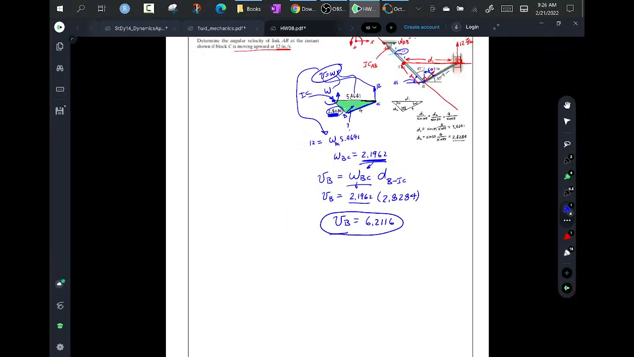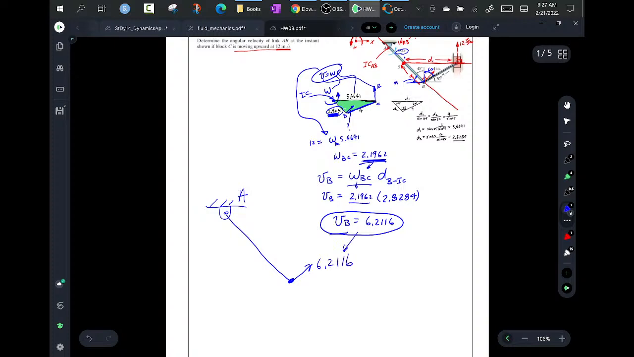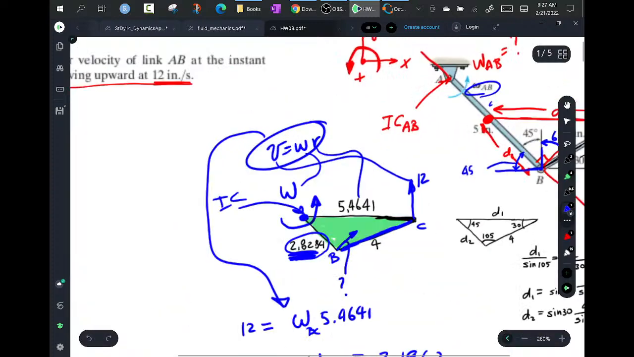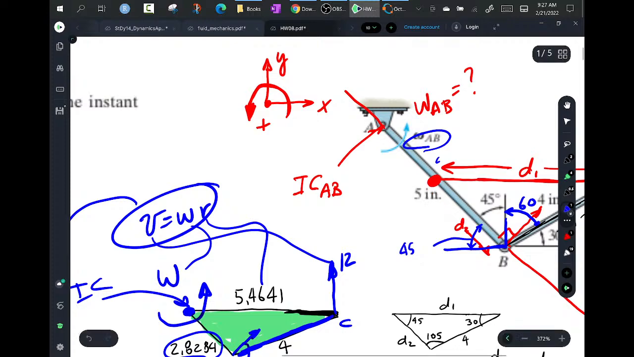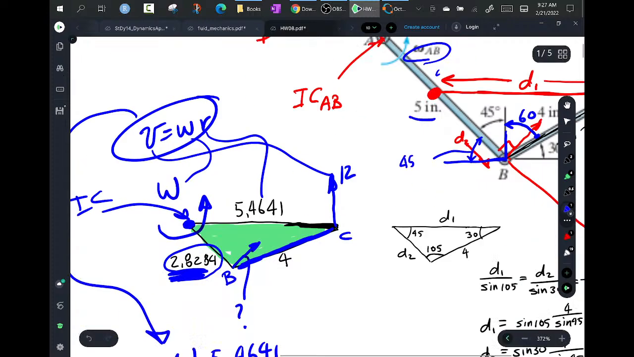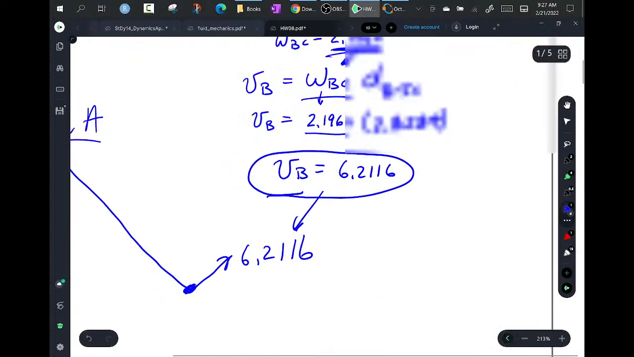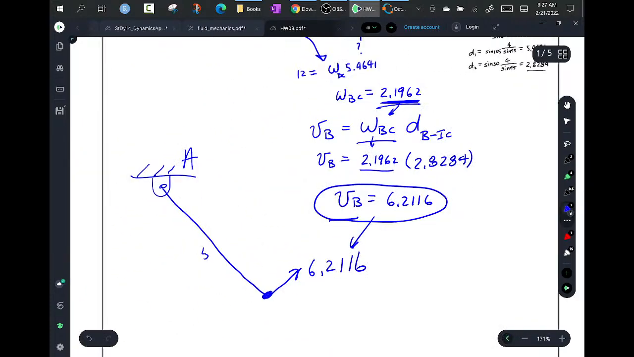So you've got this location A, right here, and it's coming down here, and this velocity is 6.2116 because it's on BC and it's on BA. It's on both links. And if I zoom back in on it, I can see that link is 5 inches long. So since the point B is sitting on both, this is 5.